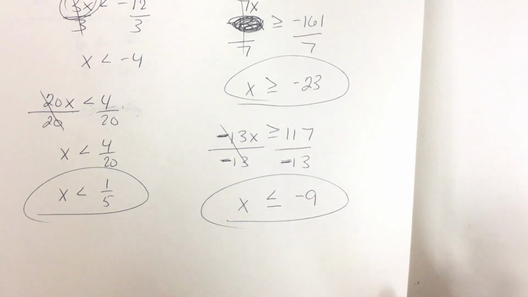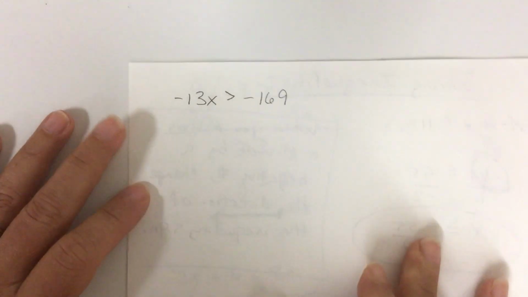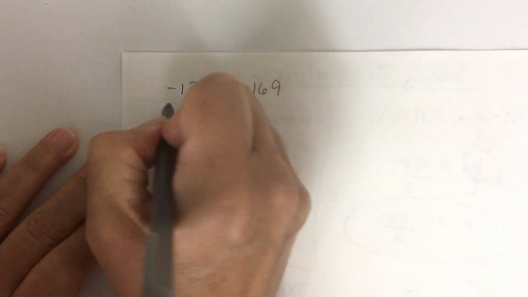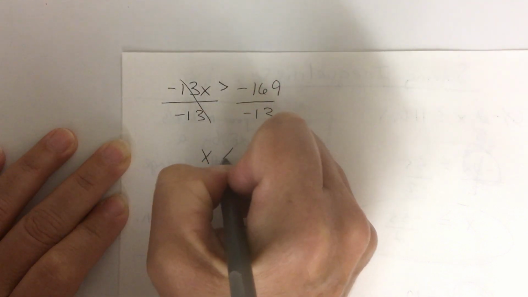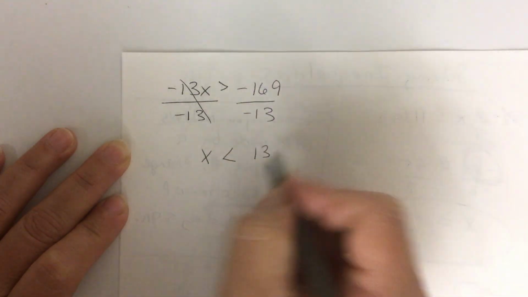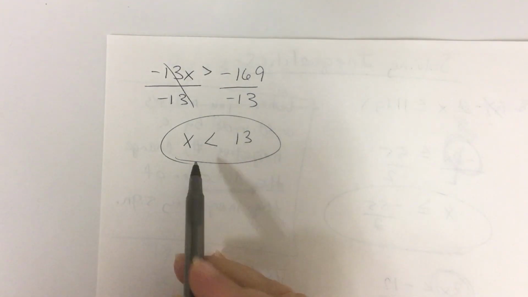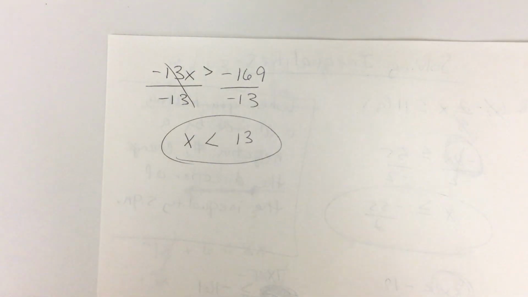Okay, one more that you guys can do. So let's do negative 13x is greater than negative 169. So you go ahead and work that, pause the video, and then start it up again. So we're going to divide both sides by negative 13. We get x is less than, and this would be a positive 13. Okay, so that's how you solve inequalities. Remember to change the sign from greater than to less than, or vice versa, if you divide by a negative.